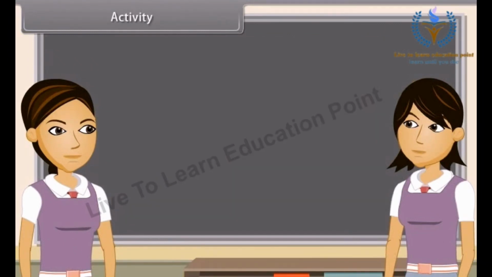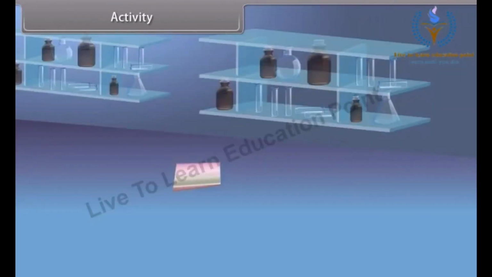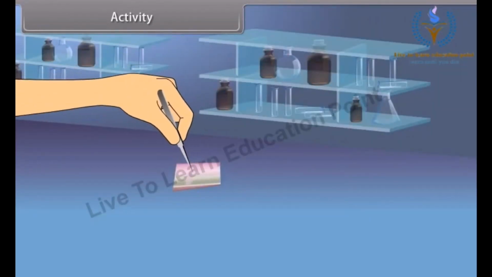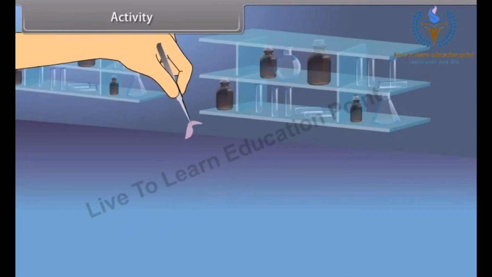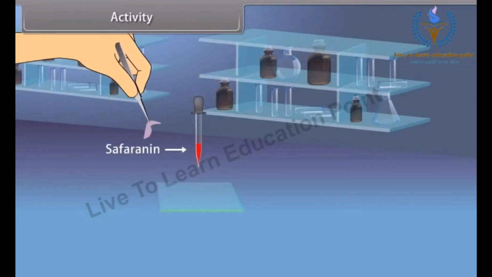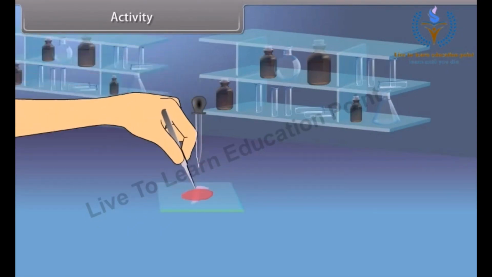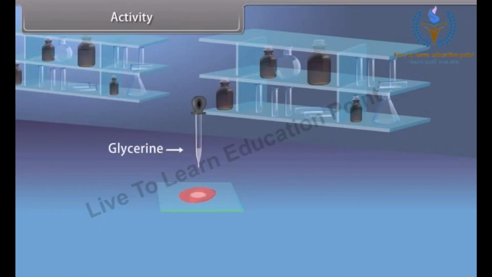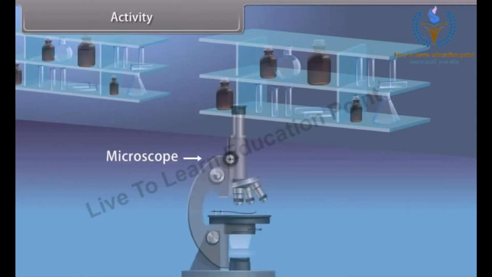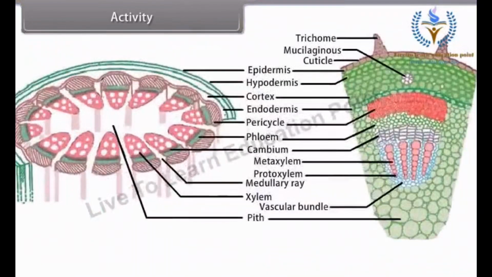Activity. We can see by an activity that there are different types of cells in plants. Take a plant stem and cut its thin section. Then stain it with safranin and keep it on a slide with a drop of glycerine and cover it with a cover slip. Observe it under microscope. We can see various types of cells and their arrangement.